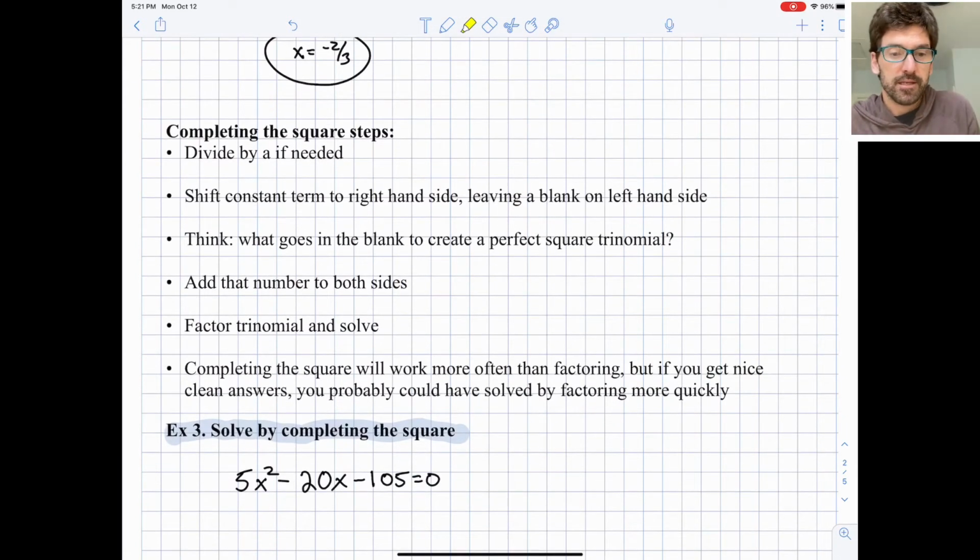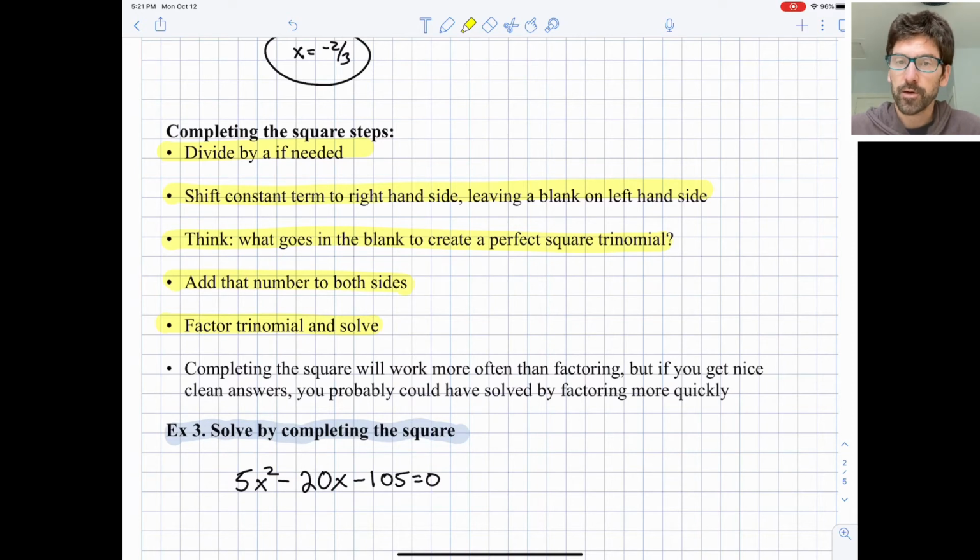So my big suggestion first is to divide by a if needed, and we'll look at that example down the road. It's much easier to complete the square when our a value is 1. Shift the constant term to the right-hand side, leaving a blank for it on the left-hand side, okay? And we'll go through all the examples for this, but I like to get that constant term out of the way so that we can then think about what goes in the blank to create a perfect square trinomial. And let's put that number in the blank, but we need to add it to both sides, okay, to keep our equation balanced. We can then factor it and solve, and it often works out pretty nicely and is a quick and efficient way of solving these quadratic equations.